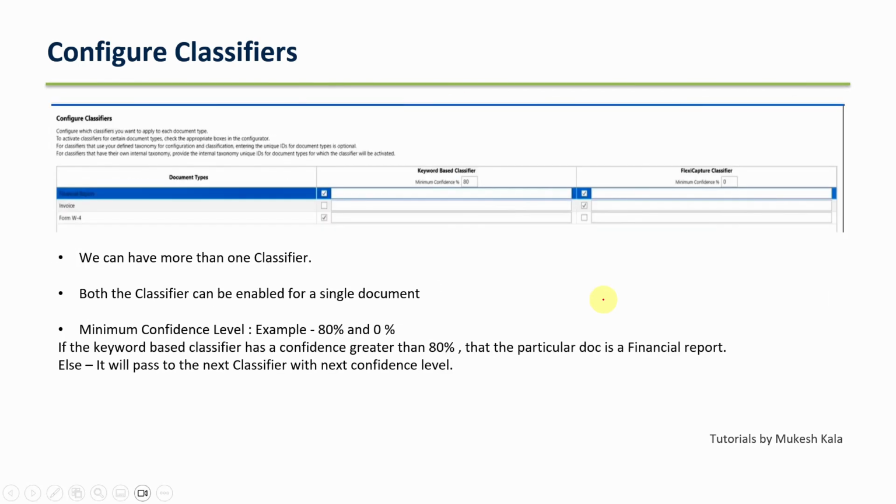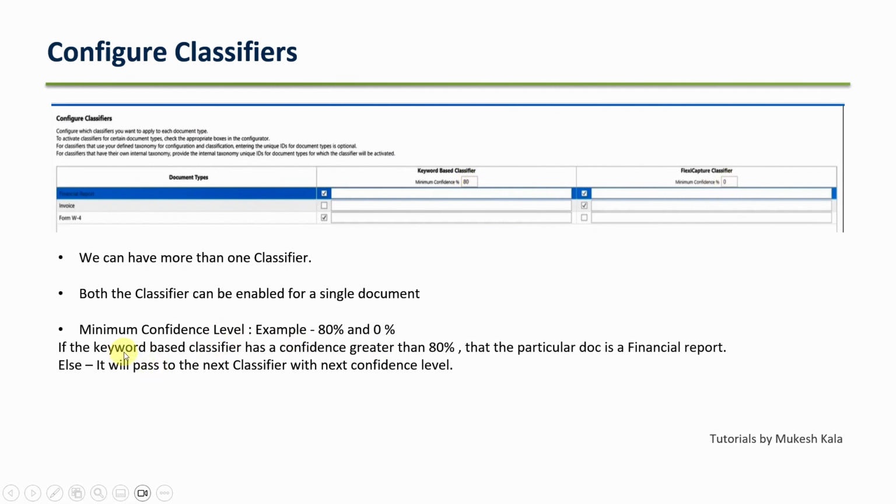Okay, and lastly, on the configure classifier you have to also put something which is the confidence, which is this one, right? So as you can see, this is from one more other project where we have configured the classifier, financial report, invoice, and this. So I am telling UiPath that for the invoice use the flexi capture, for the financial report use the keyword based classifier and the flexi capture classifier, right? We can have more than one classifier, both the classifiers can be enabled, right? And then we are also setting the confidence level. So minimum confidence level is 80 and here it is 0, right?